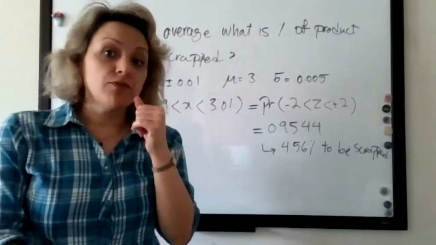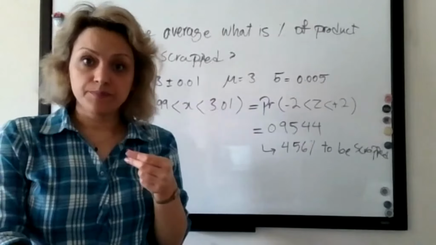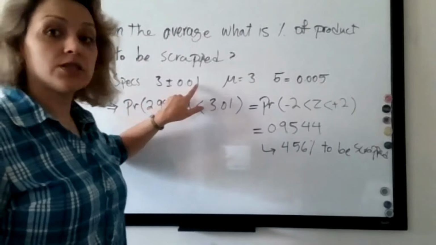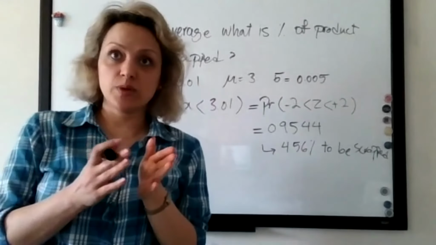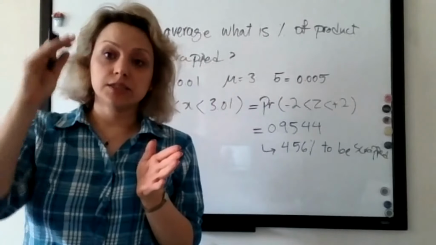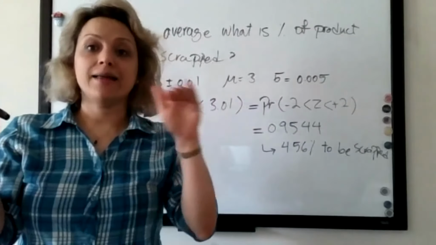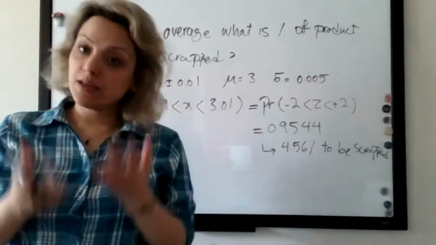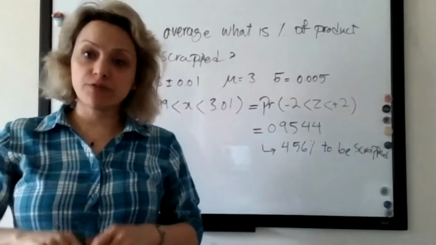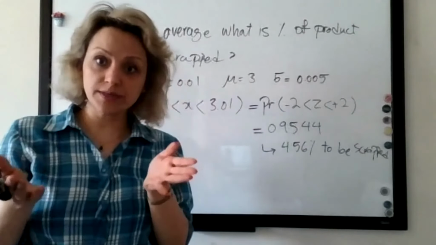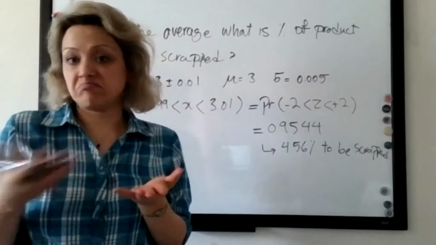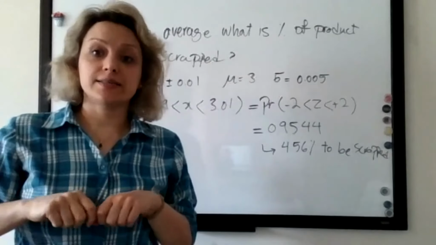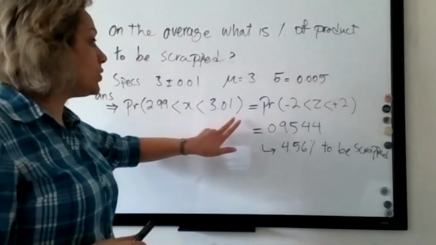So what we are going to do is find the probability of x between, because here it is 3 plus minus 0.01. So it means that if x is less than 3.01 and greater than 2.99, the negative and positive of this one, then we can accept the product. If not, it's going to be a scrap. So let's find out the probability of having x between these two numbers. Then whatever is outside that range, 1 minus that, we would say it's going to be the scrap. So we are looking for the probability.